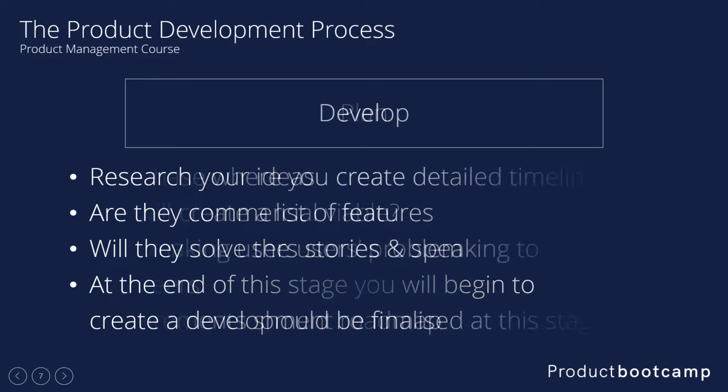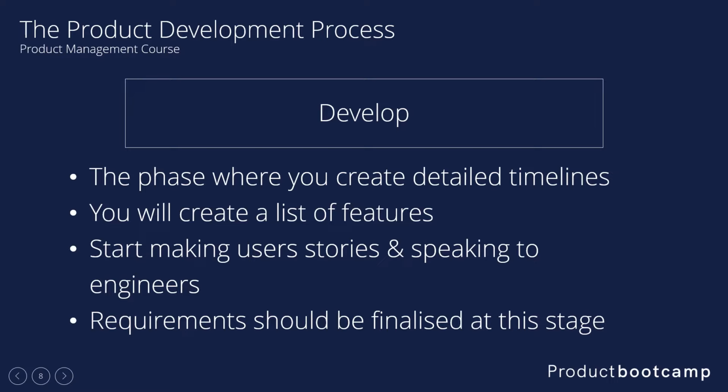Develop. This is where we create detailed timelines for your product and start to create a list of features that your product will have. In the develop phase, we'll start making user stories and also start speaking with engineers to understand how long a feature will take to build. By the time your engineers start developing your product, its requirements should be set in stone. In other words, your engineers should know exactly what they will be building by the end of the develop phase.